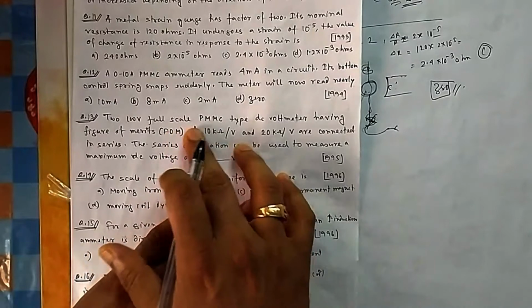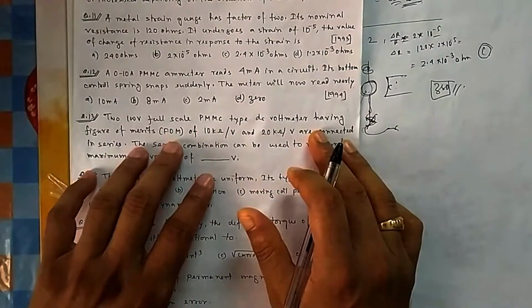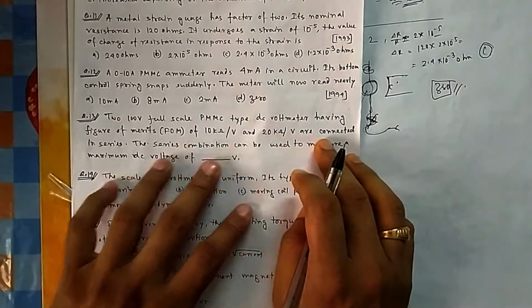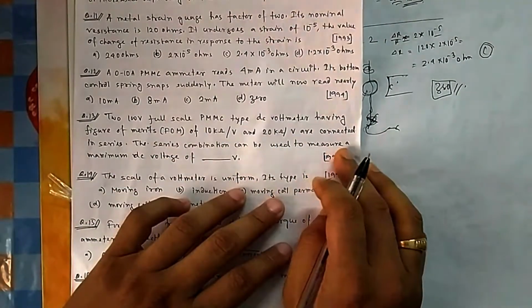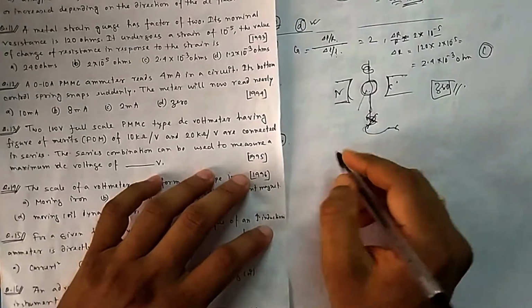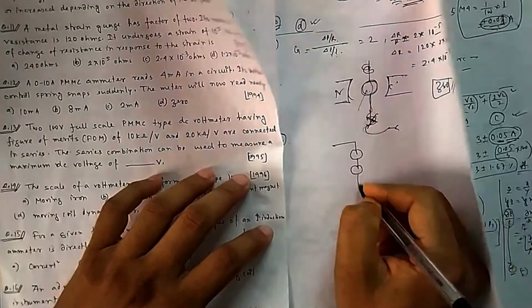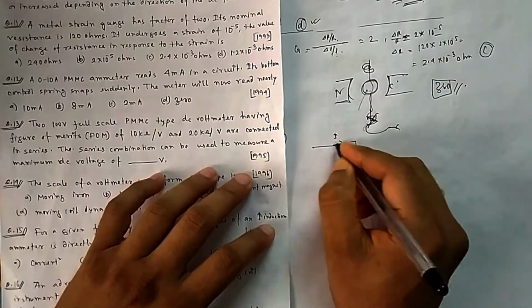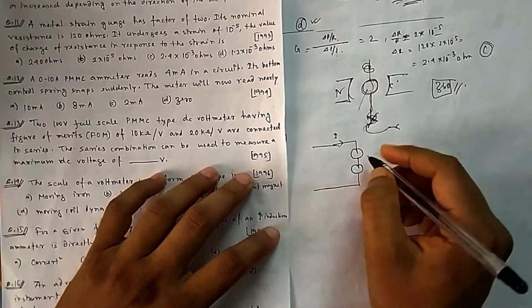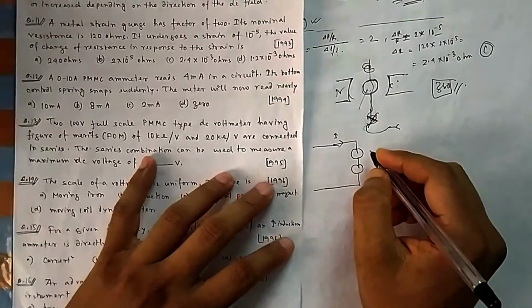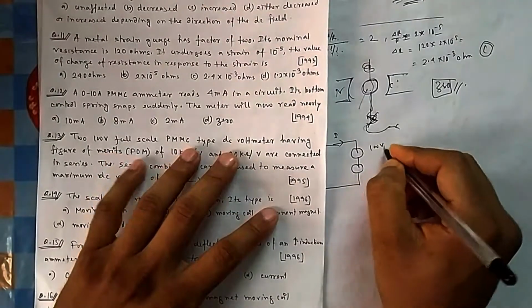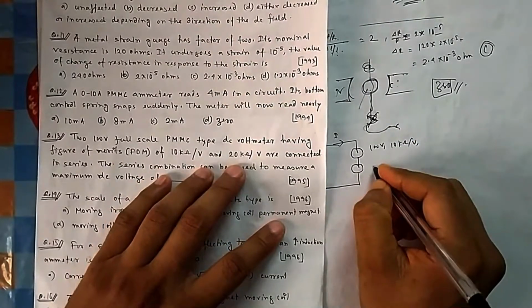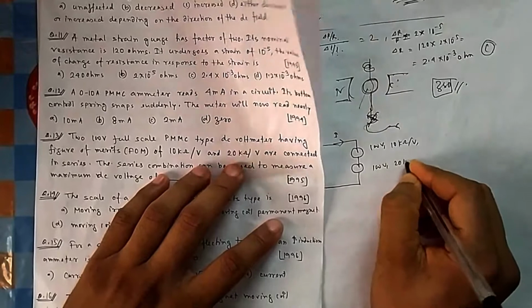Two 100 volt scale PMMC type DC voltmeters, having figures of merit (FOM) of 10 kilo ohm per volt and 20 kilo ohm per volt, are connected in series. The series combination can be used to measure a maximum of how many DC volts? So you connected two voltmeters in series. If it is series, then what is common? The current I should be the same in these two. Both are 100 volt, and the first is 10 kilo ohm per volt. The other is 100 volt, and it is 20 kilo ohm per volt.